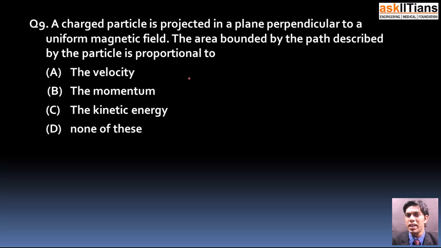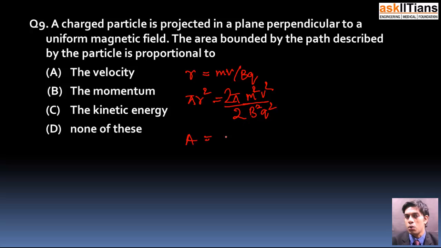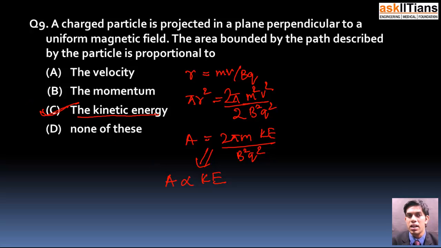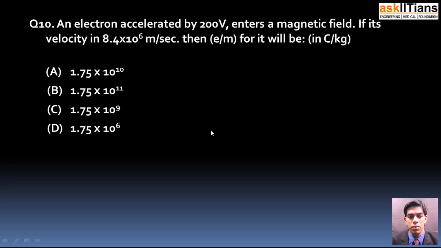A charged particle is projected in a plane perpendicular to a uniform magnetic field. The area bounded by the path described by the particle is proportional to... We know that the radius of curvature r is equal to mv by Bq. So the area covered by it is equal to pi r square, which in turn is equal to pi times m square v square divided by B square q square. In this particular expression, I multiply 2 in the numerator and divide by 2 in the denominator. So the area comes out to be 2 pi m times the kinetic energy divided by B square q square. This clearly comes out with the statement that area is directly proportional to the kinetic energy. Hence C over here, that the kinetic energy is directly proportional to the area bounded by the path, is the correct answer. So let's try the next problem.